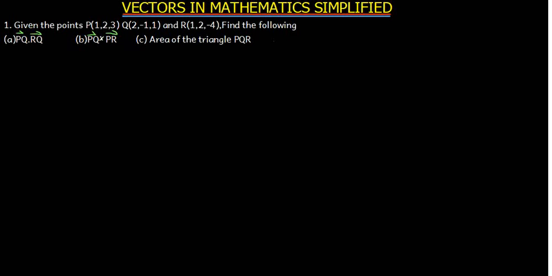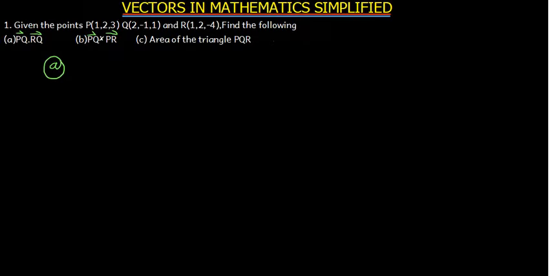We go over vector practice. In the first one, given the points P, Q, and R there, find the dot product of PQ and also RQ. So before we even get to solve this, we first need to find PQ, and this is simply equal to Q minus P.